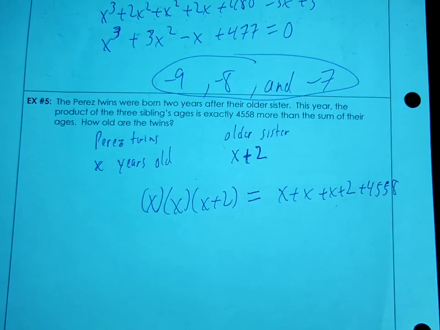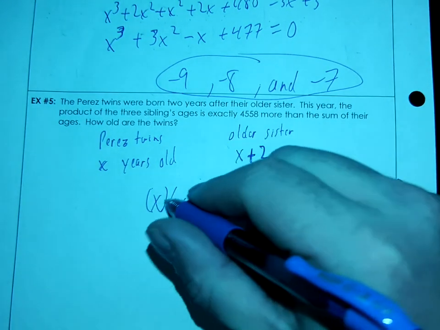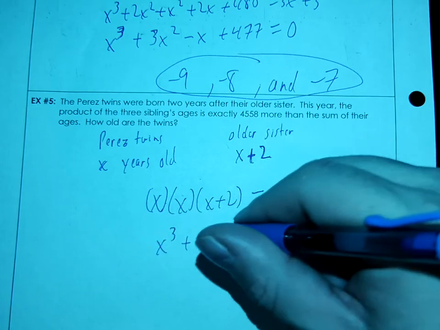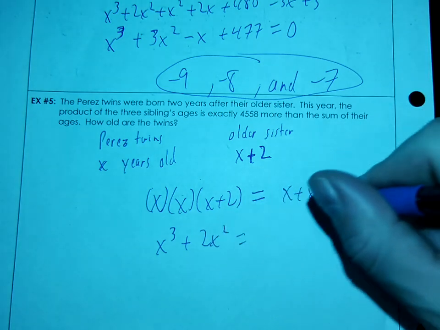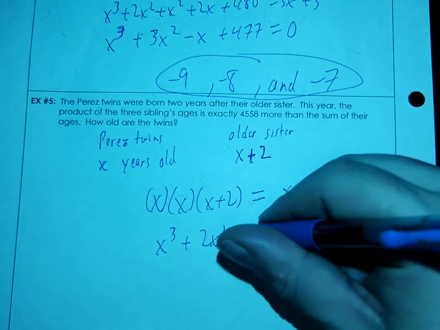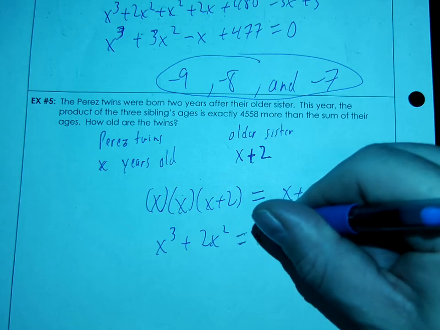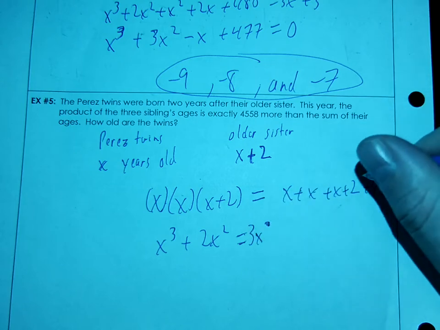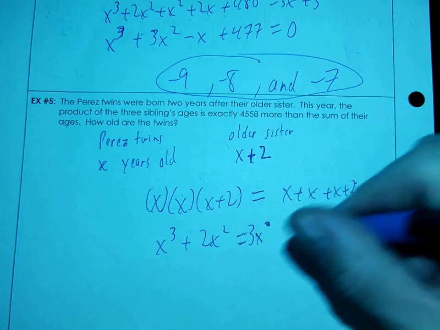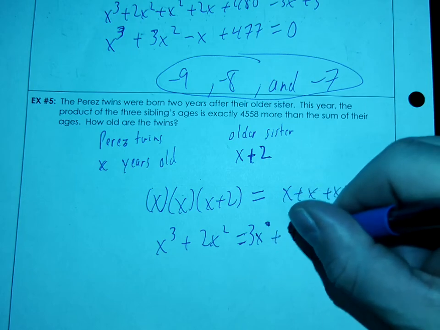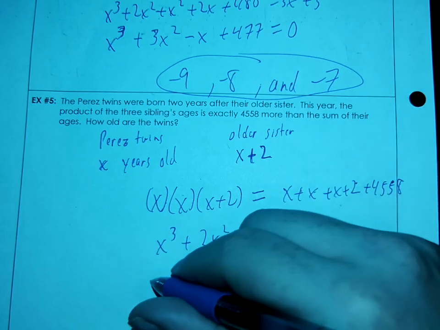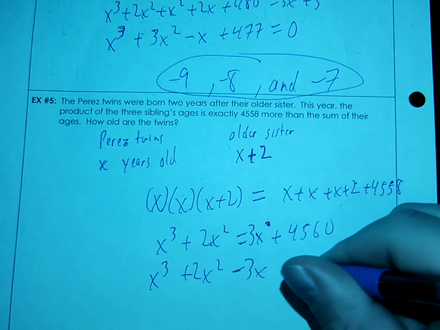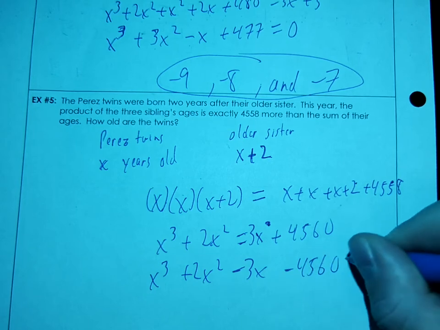So there's my setup. So I'll multiply everything out on the left here. X times X is X cubed. X times 2 is 2X squared. And then if I take X plus X plus X, I get 3X, not X cubed. Then 2 plus 4,558 is 4,560. Move everything on the left. X cubed plus 2X squared minus 3X minus 4,560 equals 0.